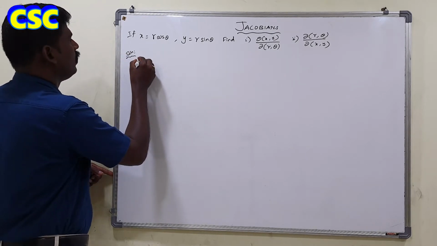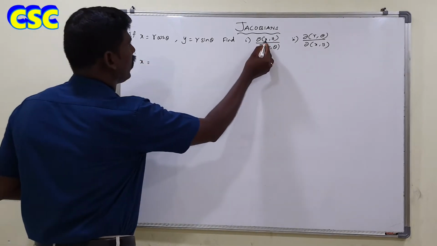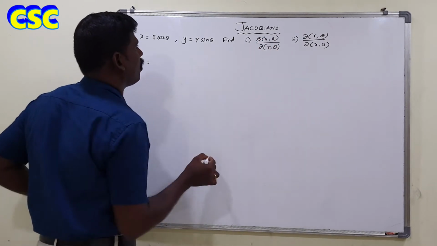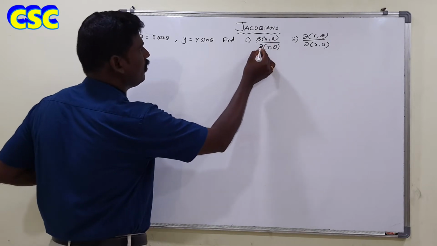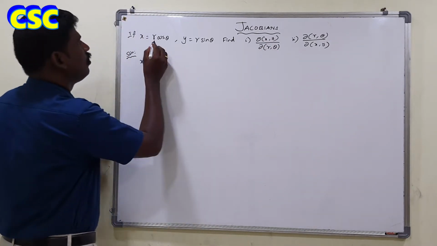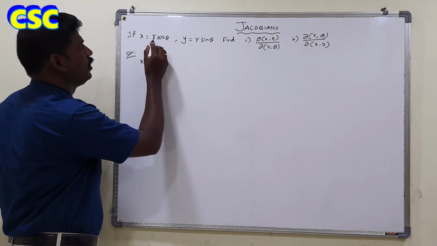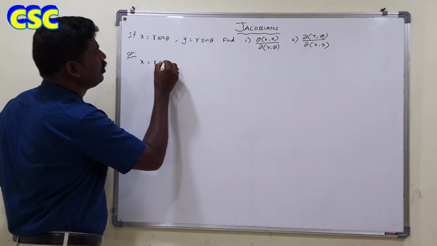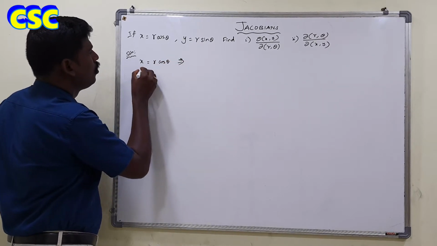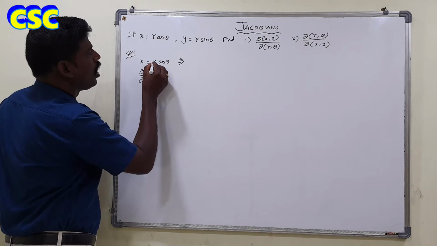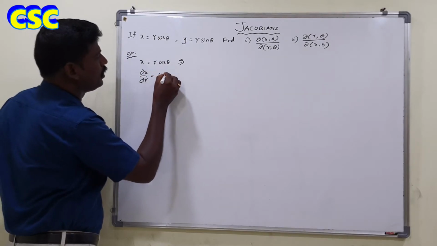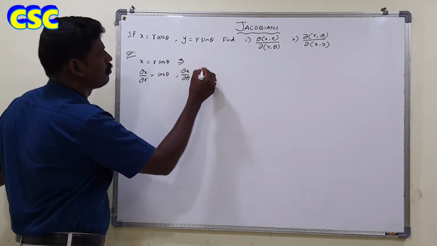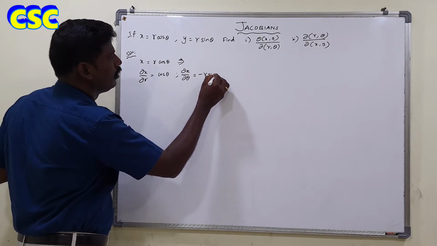So what is given? X is given, isn't it? What is the value of the first one, ∂(x,y)/∂(r,θ)? That means the partial derivative of x, y with respect to r, θ. On the right hand side there are 2 variables, r and theta. So we differentiate x partially with respect to r and theta. ∂x/∂r: r becomes 1 into cos theta, it is cos theta. And ∂x/∂θ is equal to what? Cos theta becomes minus sin theta, so minus r sin theta.